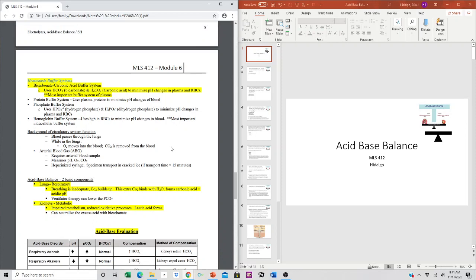Protein uses plasma proteins to try to minimize pH changes. Phosphate takes you between hydrogen phosphate and dihydrogen phosphate, and then hemoglobin. Uses hemoglobin in the red blood cells to minimize pH changes in the blood.